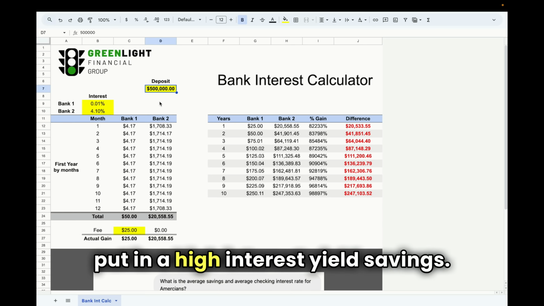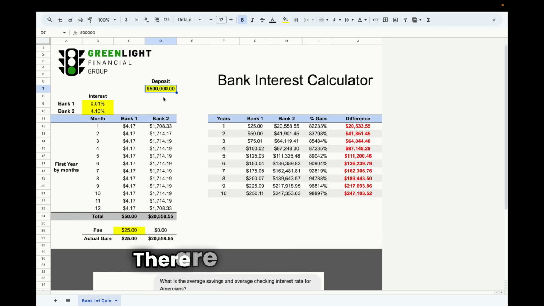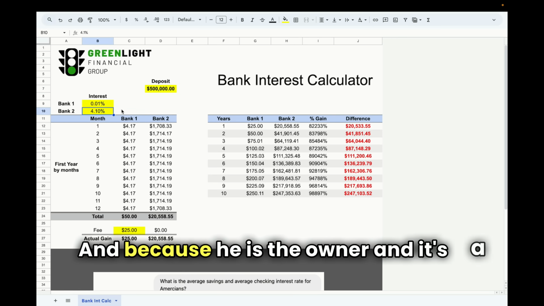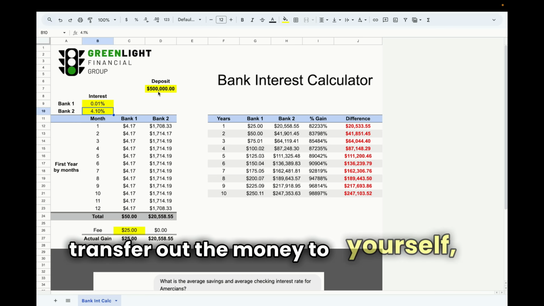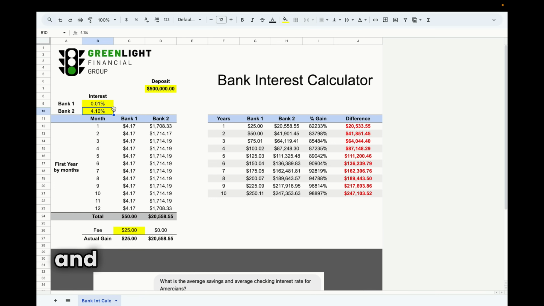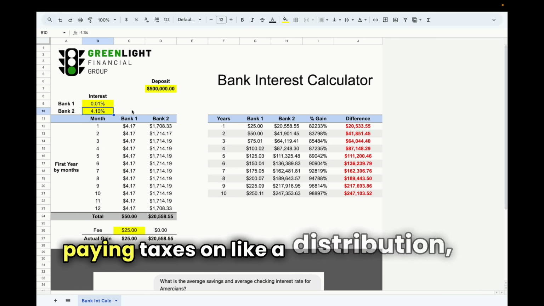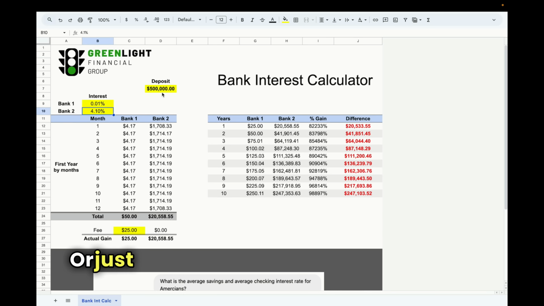So if he wants to still feel safe about having access to it, he could put it in a high interest yield savings. Some people like to go the money market route. There are options for those. But again, oftentimes for businesses, the interest rate declines versus personal use. Because he is the owner and it's a small business, it's easy to transfer out the money to yourself, earn interest on it, and put the money back in at the end of the year if you want to, so that you're not paying taxes on a distribution. Or just link that account to the business, whatever you feel is best. You can do a distribution and then a contribution back to the company.